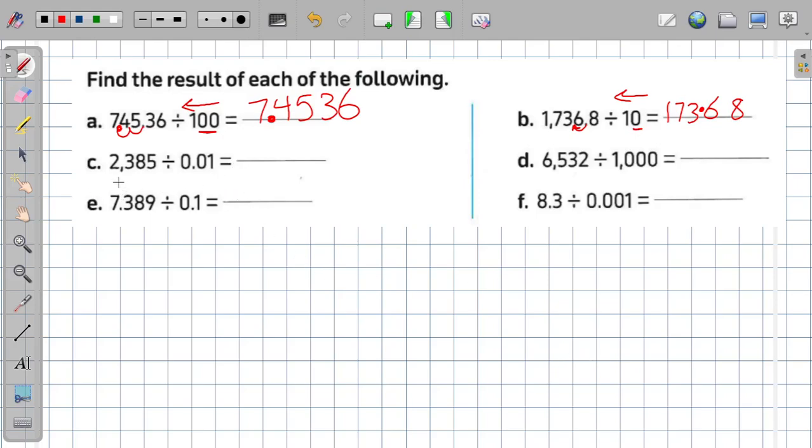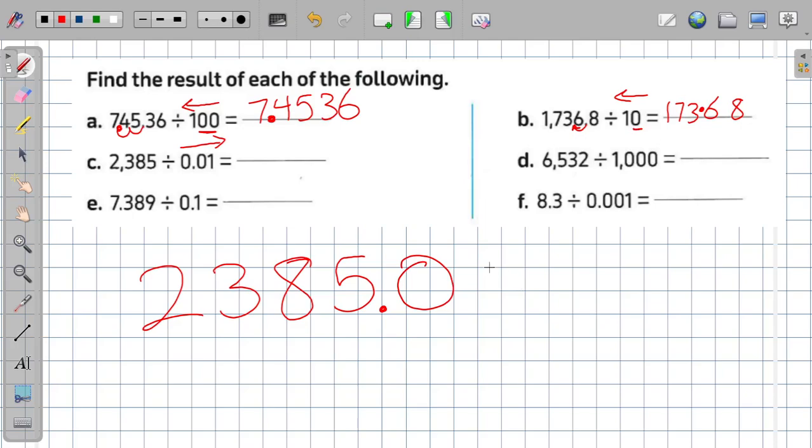Next, I have 2,385 divided by 0.01. Okay, so we will move the decimal point to the right, because we divide by a decimal number. I don't have any decimal point right here. So I have 2, 3, 8, 5, and the decimal point will be right here after 5.